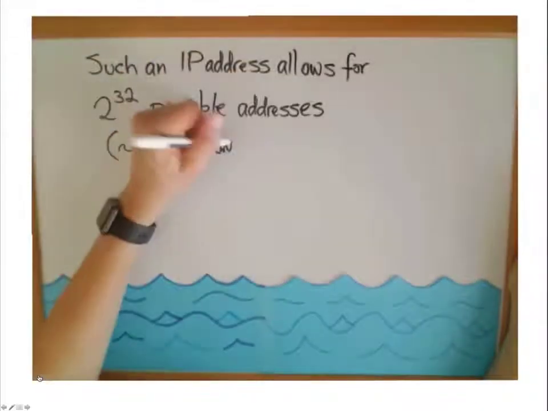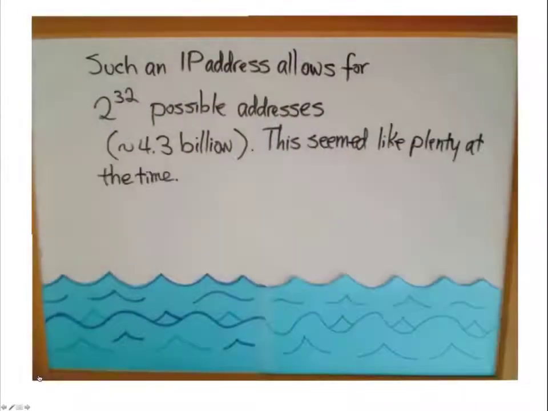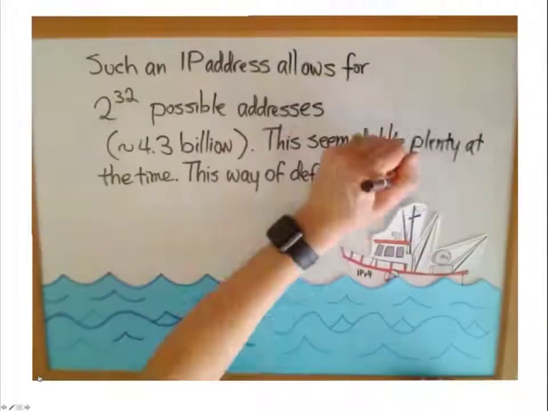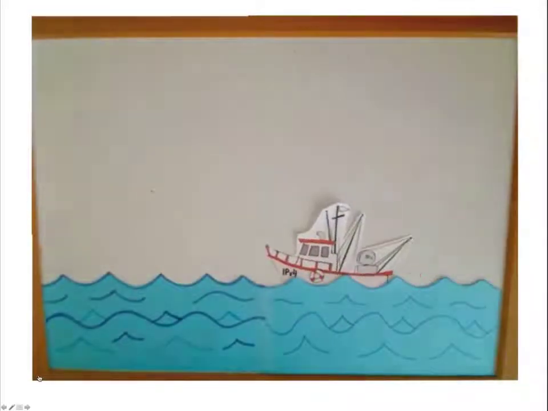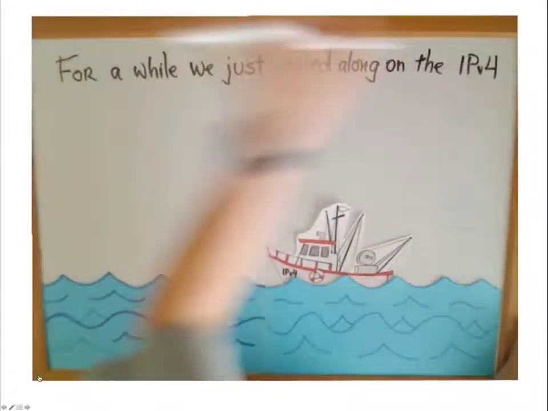Such an IP address allows for 2 to the 32nd possible addresses. That's 4.3 billion addresses, and that seemed like plenty at the time. The way of defining things is called IPv4.